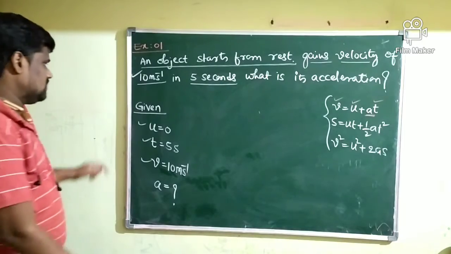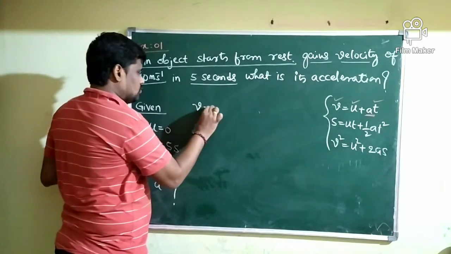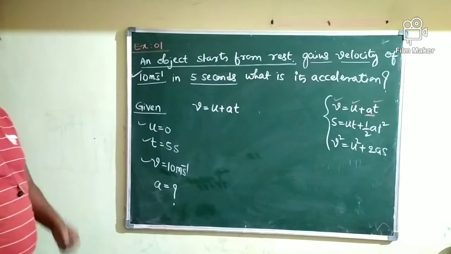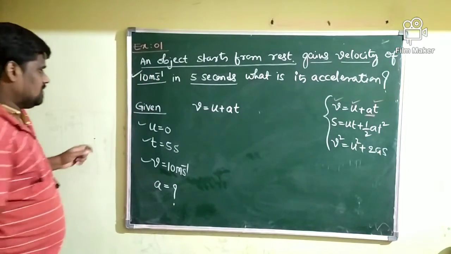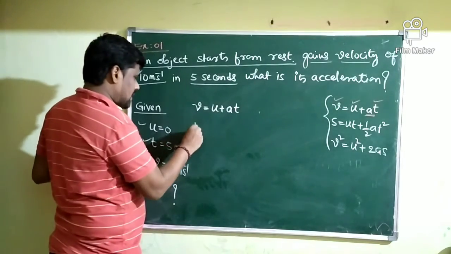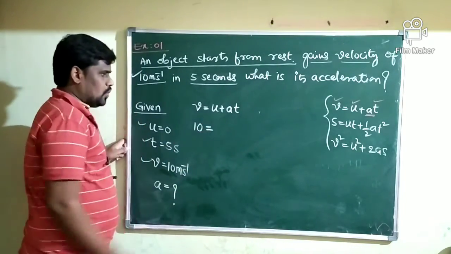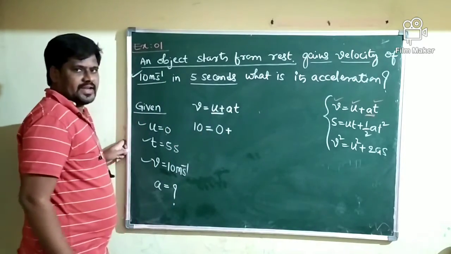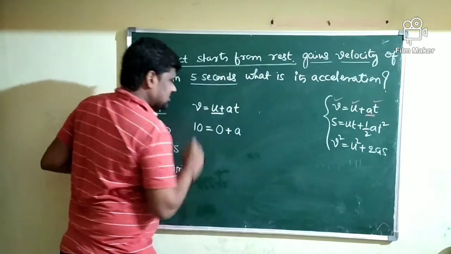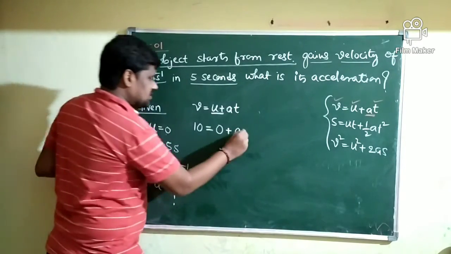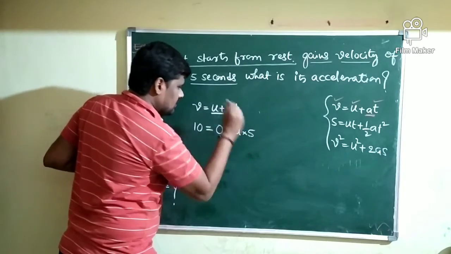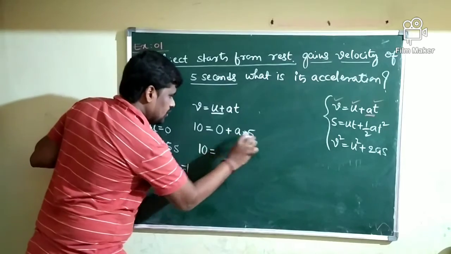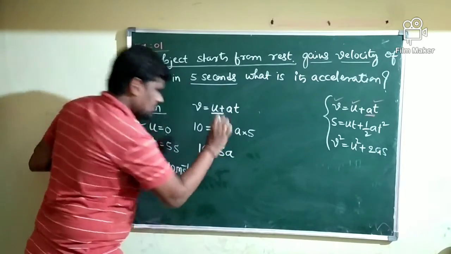We have to calculate the value of a. So v is given, u is given, t is given. Therefore, which equation am I using here? We have v is equal to u plus at. Then what is v here? v is equal to 10, which is equal to u, the initial velocity, that is 0, plus a as it is. T value is given, that is equal to 5. Okay. Next step, 10 equals a into 5, that is 5a.